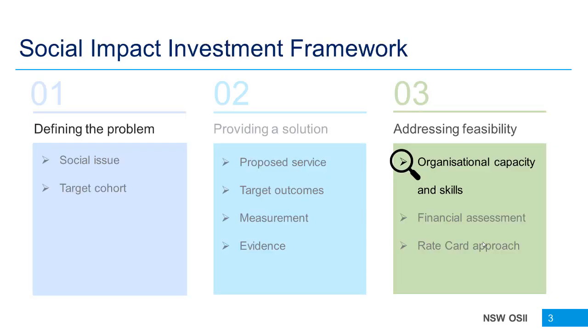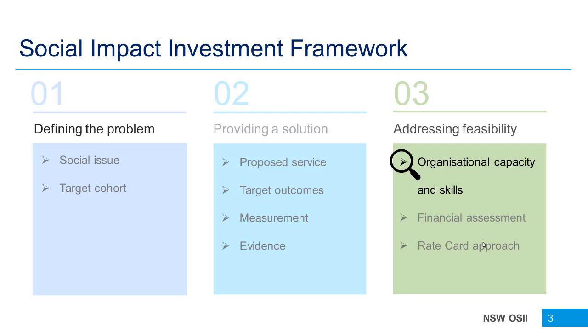There are three elements that constitute a social impact investment framework. The first element is defining the problem, and that was the topic that we covered in video 2. The second element of a social impact investment framework is providing a solution, and the 4 topics under that element were covered by video 3. This final video addresses the third element of the framework, which is addressing feasibility.